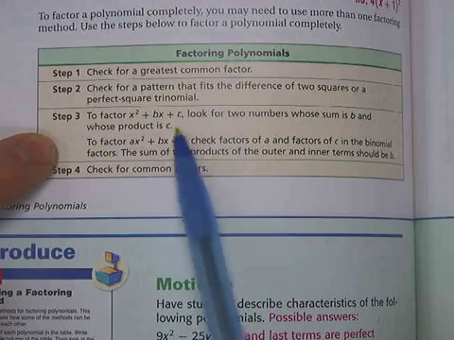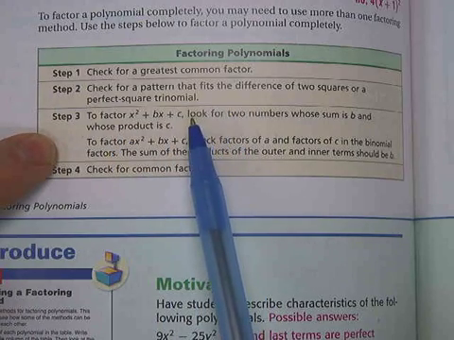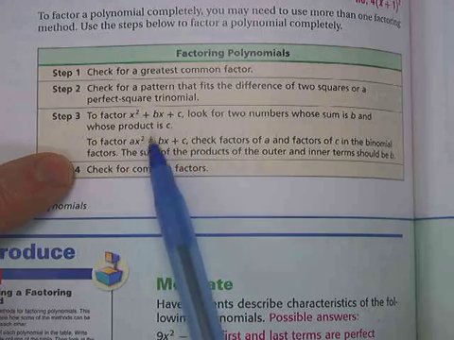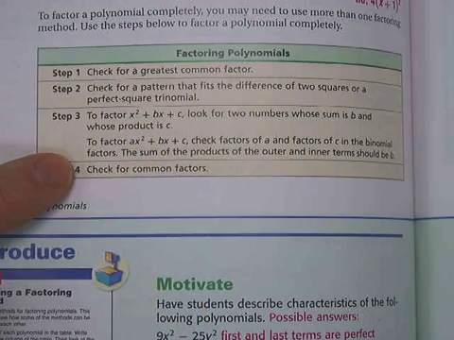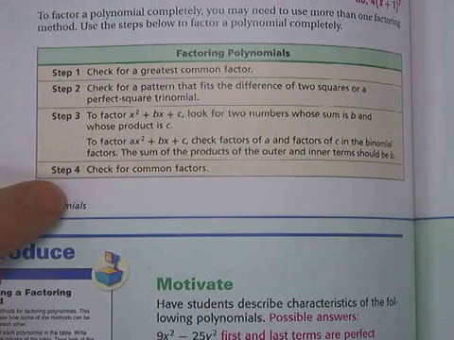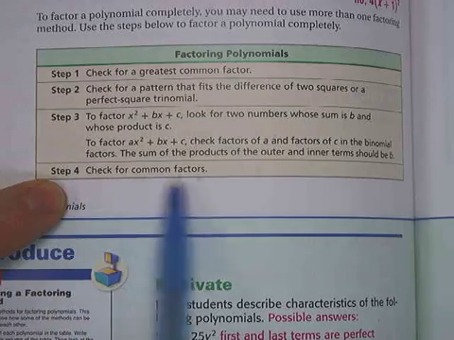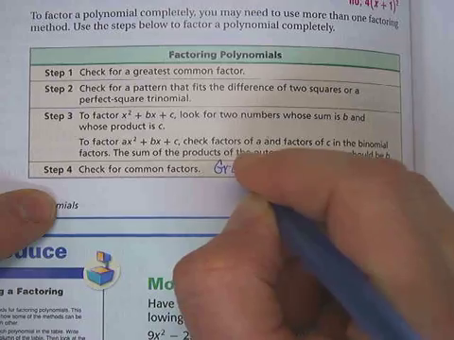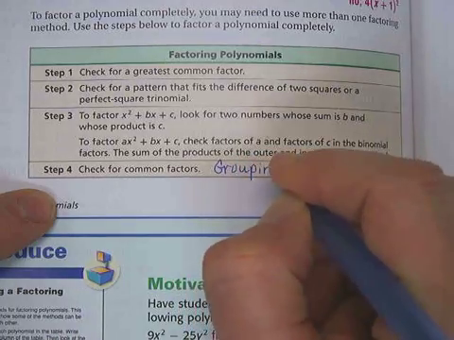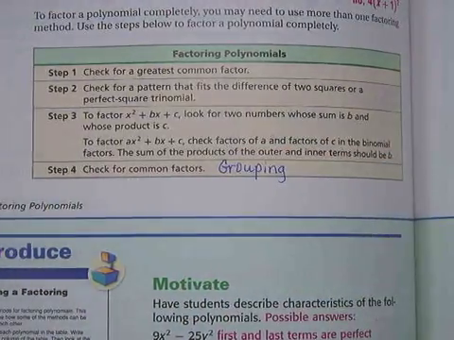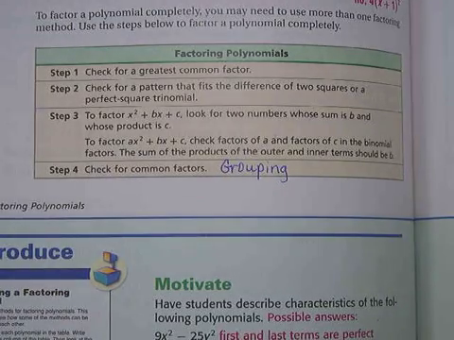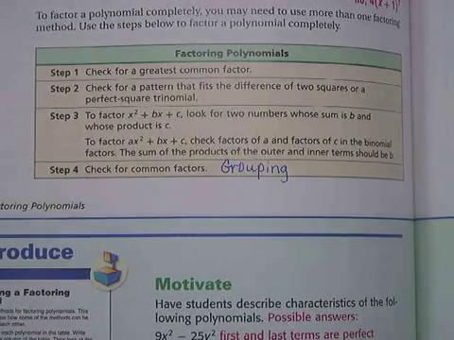If that doesn't work, if it is a trinomial, you want to use your x method. And you can use the x method if it's x squared or if it's ax squared. And I would say step 4 is to check for any other common factors. And also remember that in that step 4, if there are more than 3 terms, you can also apply grouping. Okay, so those are some different methods that you'll want to apply.